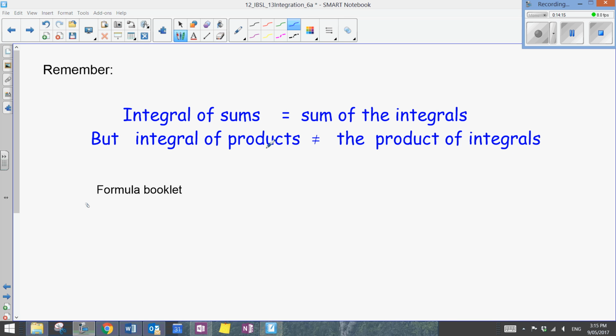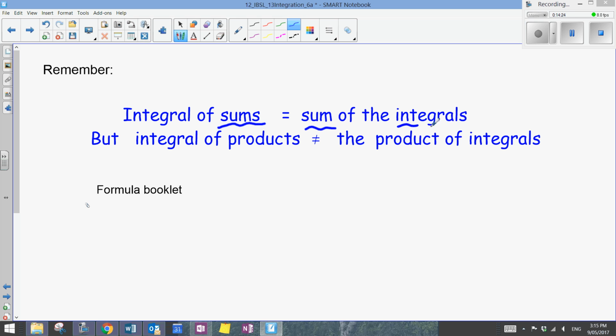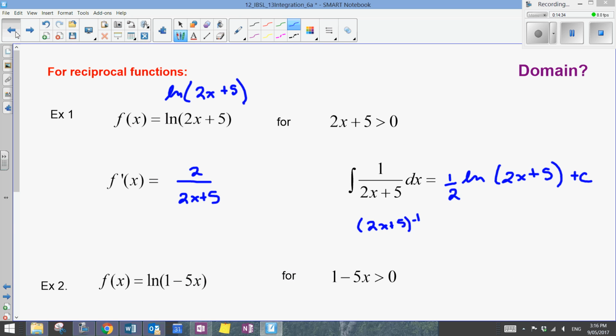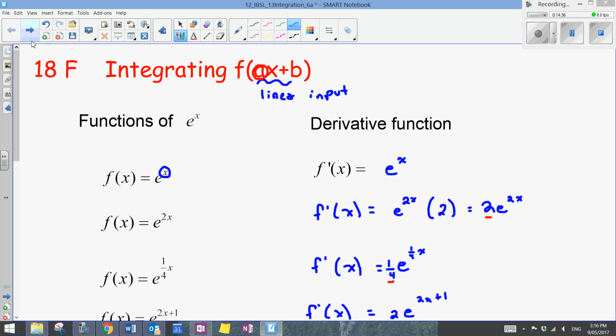So just a reminder, if you have an integral of sums, then you can just take the sum of each piece or each term, and you can add all the integrals together. But if you have an integral of products, you can't just take the product of the integrals. You can't just multiply all the integrals together, which is why these 4 rules are in place, so that we can remember how we took the derivative to begin with, and then how to work backwards to find the integral. All right, so 4 rules for today.